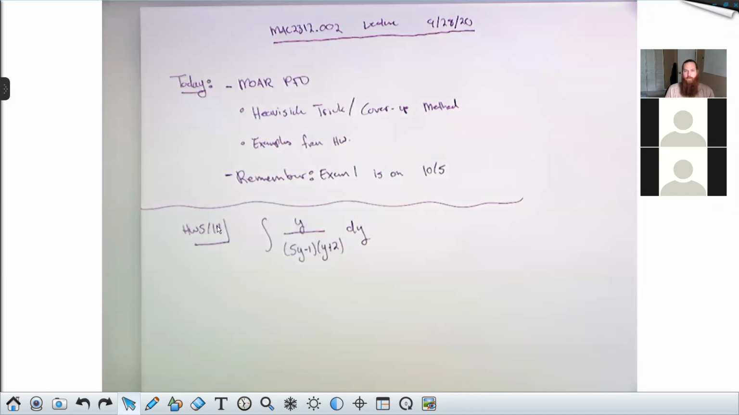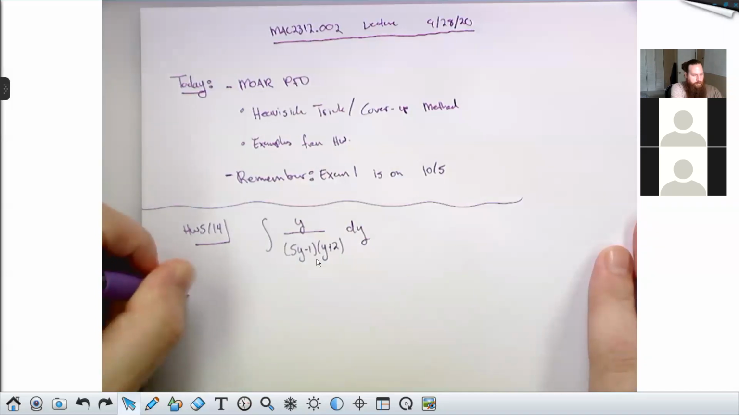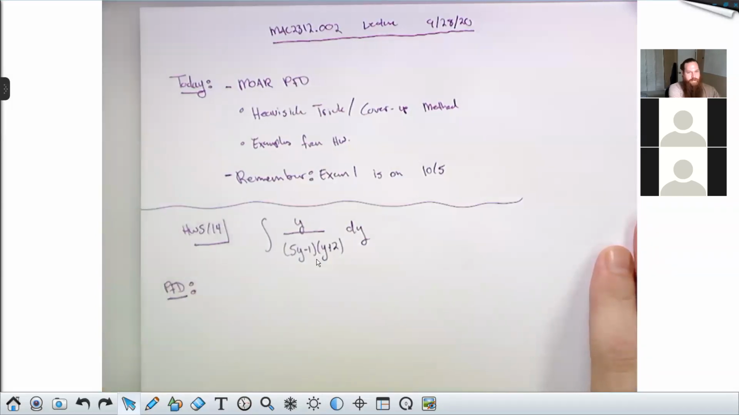Very good, right? Remember, a proper rational function is one in which the degree of the numerator is strictly less than the degree of the denominator. Here, the degree of the numerator is 1. The degree of the denominator is 2, because if I multiplied this out, I would have a y squared. So this is a proper rational function, which means I don't need to do any long division, so I can jump straight into my PFD setup.